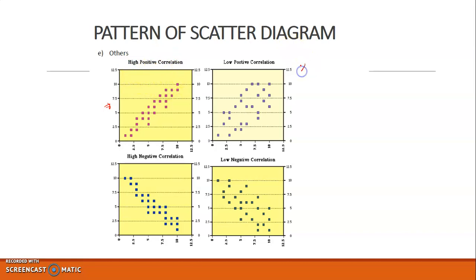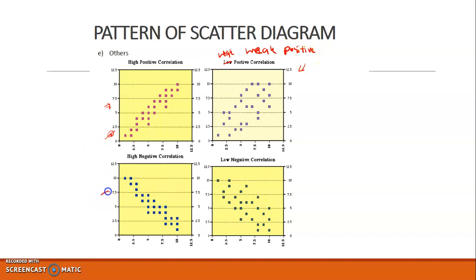But for this one is a weak positive. Okay, weak positive relationship. Okay, the graph shows a pattern of increasing, but it is not nicely increased like this. So this one is a weak positive correlation or weak positive relationship.